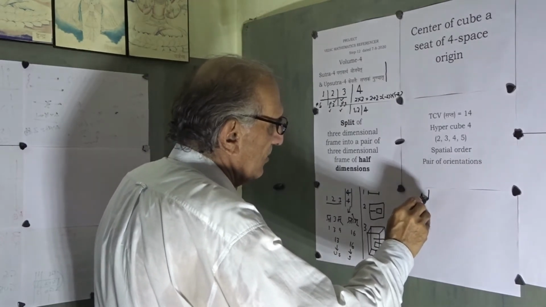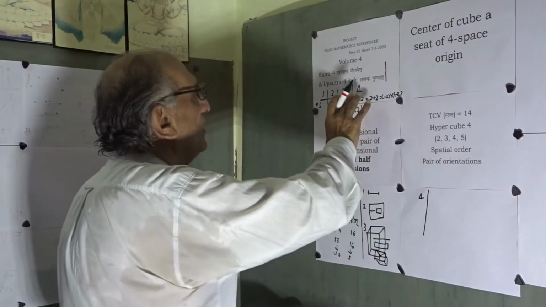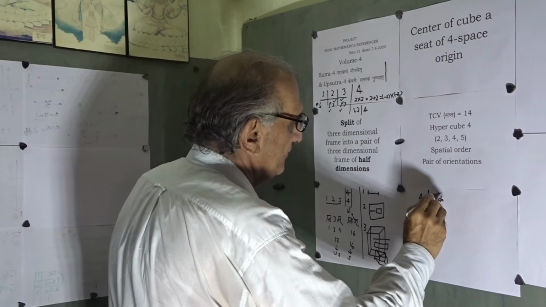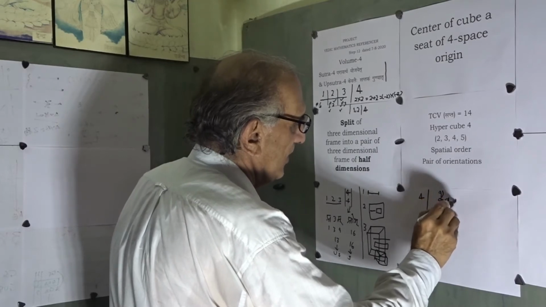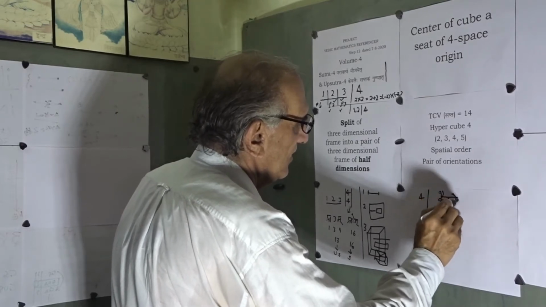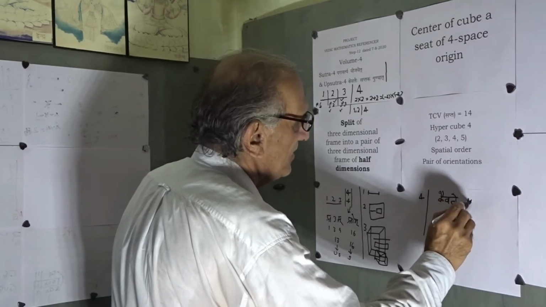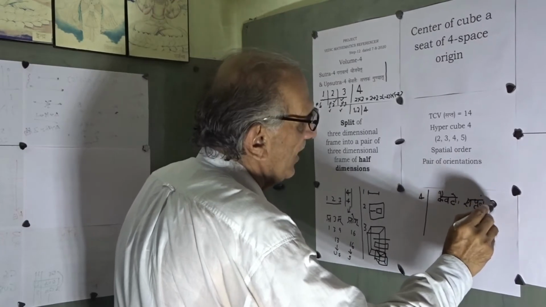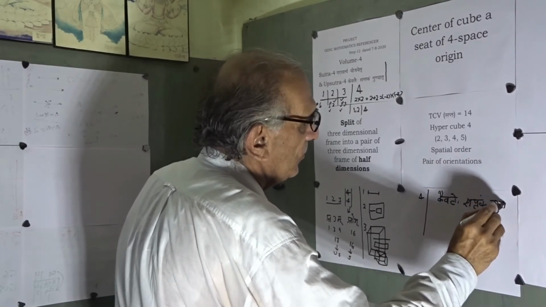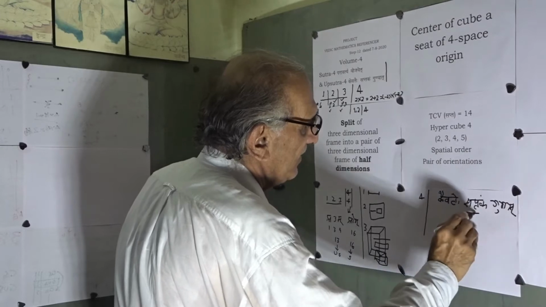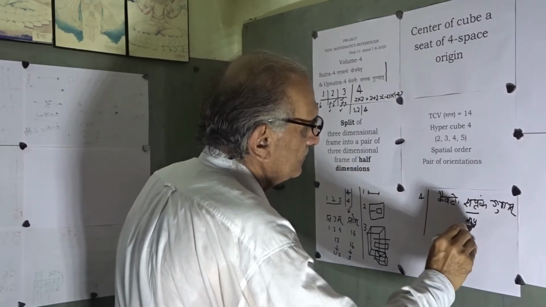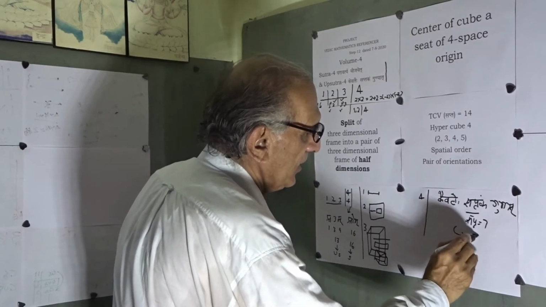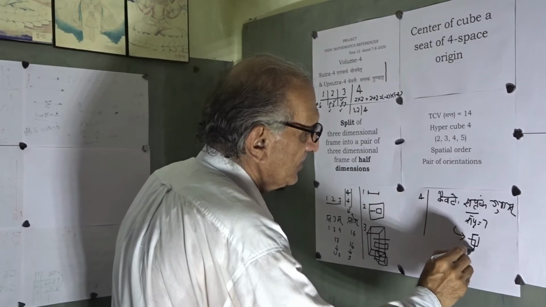the Upsutra is Kevale, meaning only, Saptakam, sevenfold, Gunyat. So this value 7 is parallel to a cube, a three-space body.